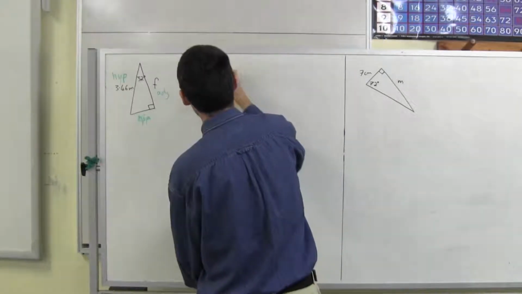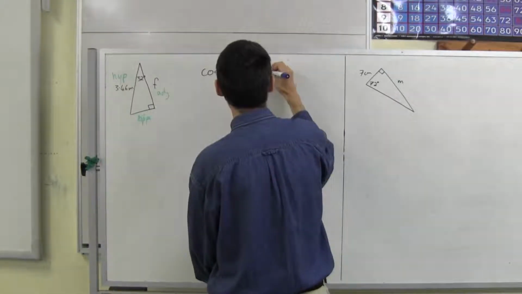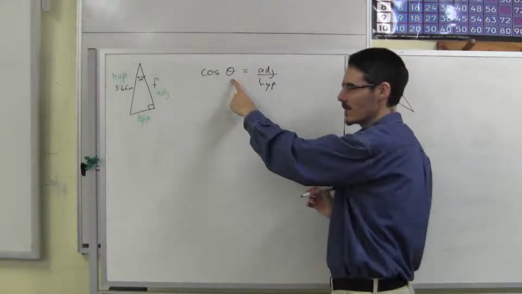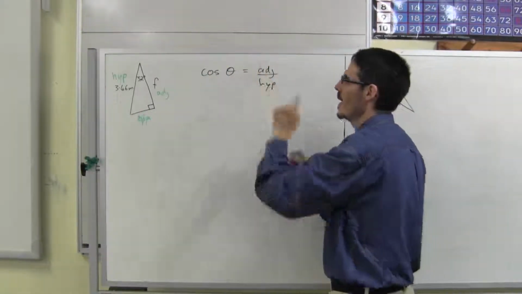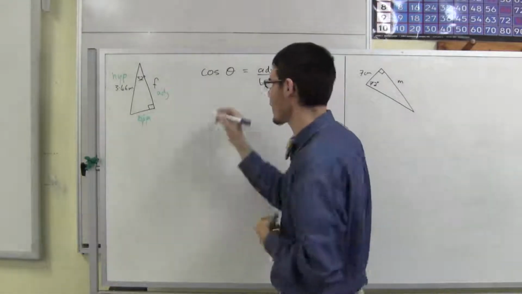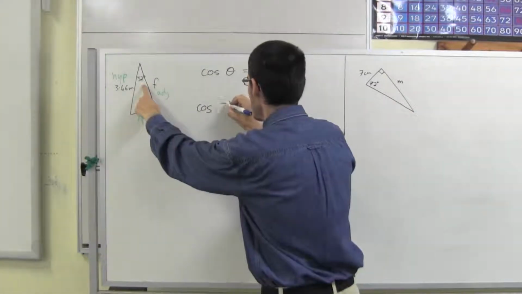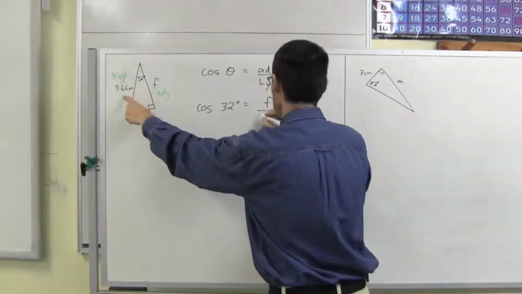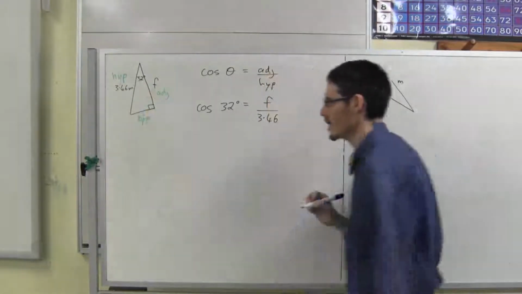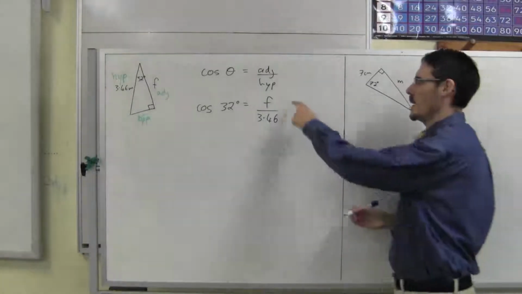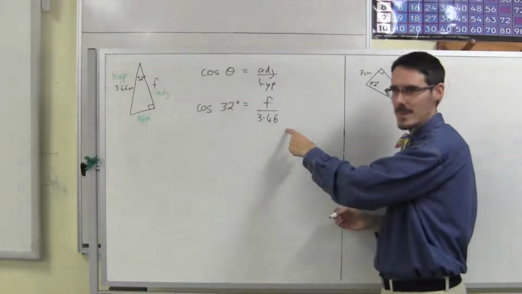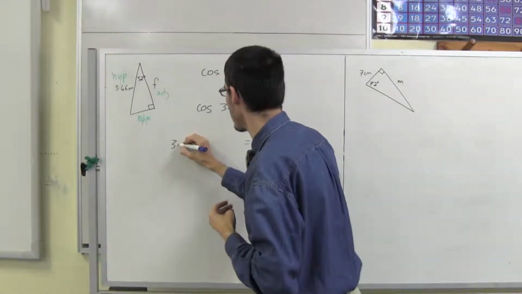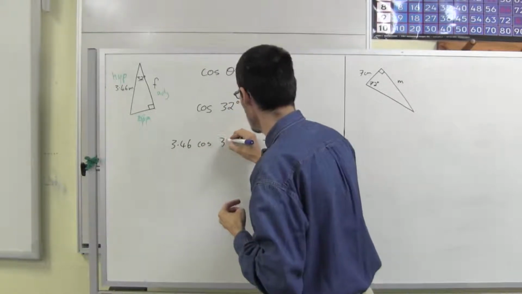Alright, write the rule. Cos of my angle is adjacent on hypotenuse. Notice again, I always have to have an angle. Give it a name. Write the formula properly. Okay, put into the formula what you know. Cos of 32 degrees, adjacent is f, hypotenuse is 3.46. Okay, this is f divided by 3.46. So to find f, I have to multiply. 3.46 cos 32 degrees.